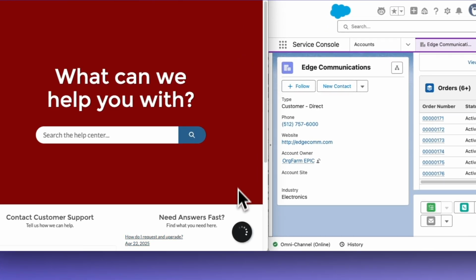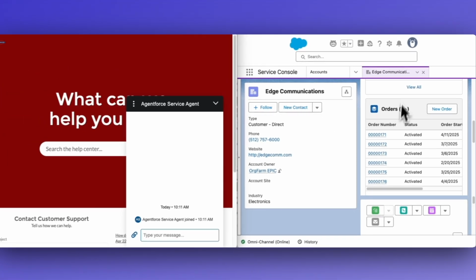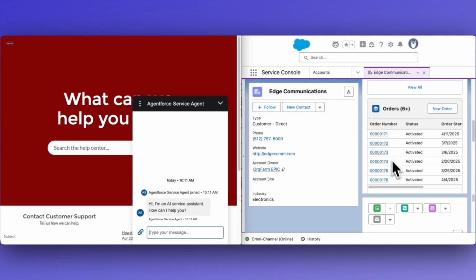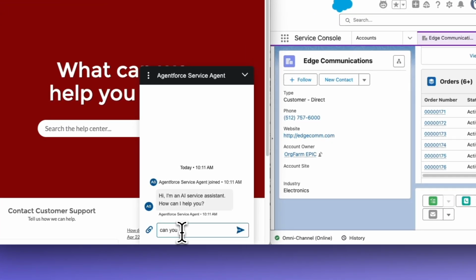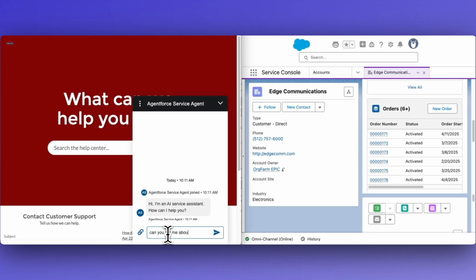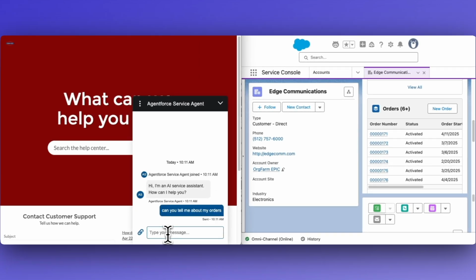I'm looking at Edge Communications, and in this case, we're looking at all of the orders that are attached to Edge, and our customer is going to come to the portal and ask questions about these orders. So the first step is to ask the agent a question. In this case, can you tell me about my orders?